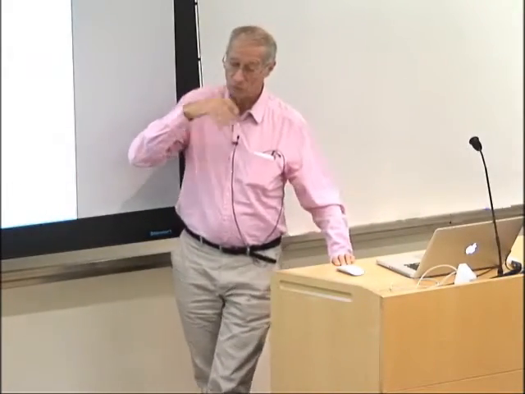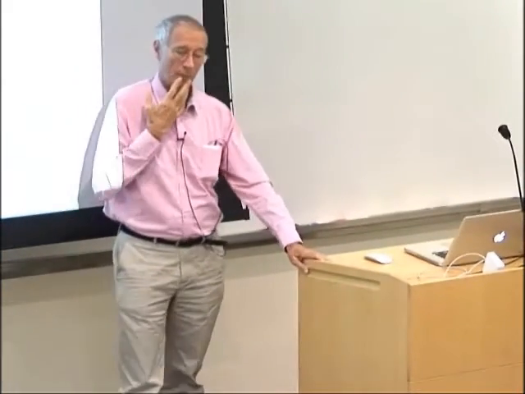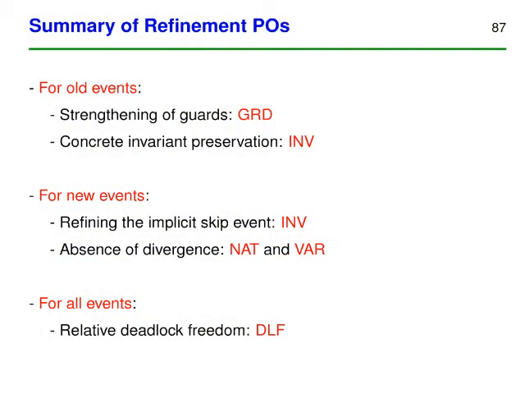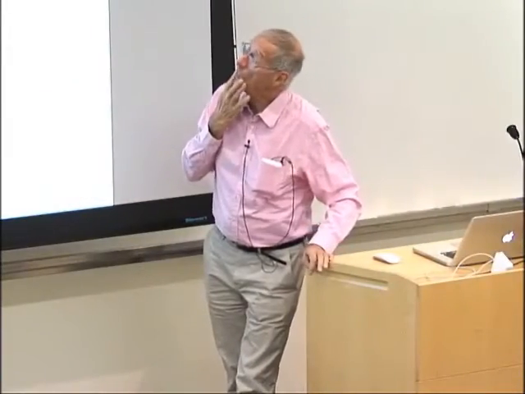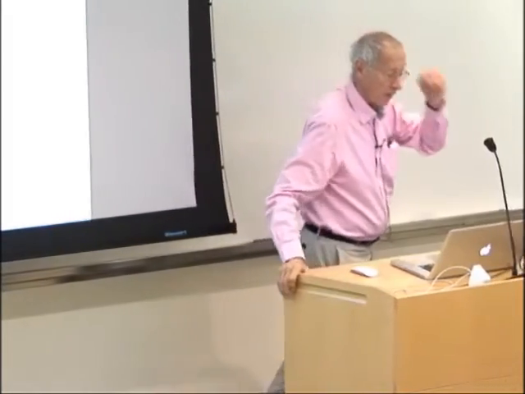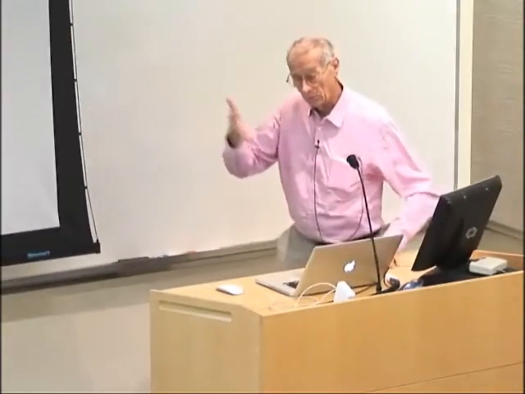You remember last time we had an initial model which was very simple, and then we went on to a refinement of it by introducing the bridge, and we did some refinement, and we were stopped with a number of proof obligations for all the events that were already present in the abstraction. The refinement imposes a strengthening of the guard and a concrete invariant preservation. And for new events, because we have introduced some events that were not present in the abstraction, we have to prove that they refine the implicit skip event. And also the very important thing is the absence of divergence. So those new events cannot take control forever.